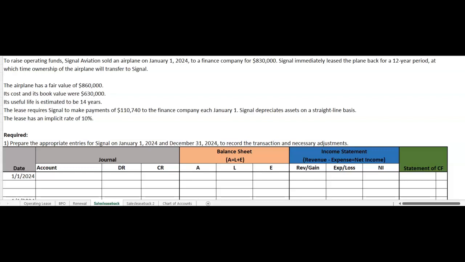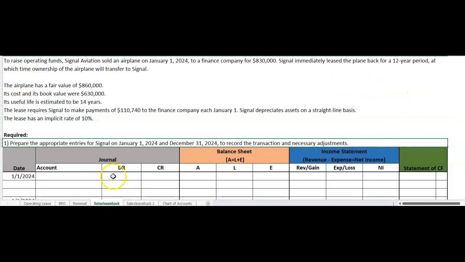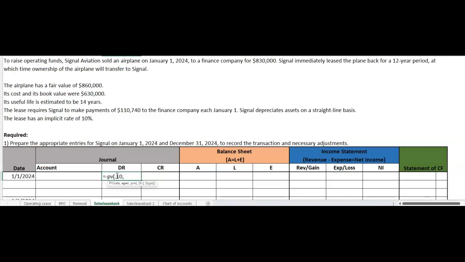All right, so what do we need to do in that instance? Well, one, if you were to bring the value back, the $110,740, if you found the PV of that, you would end up at $830,000. So really quickly, why don't we do that just to verify that we can get $830,000, and we'll just do it here in our spreadsheet. So if we go in and say equals our negative present value. So we got our rate. We know our rate is 10%. And then in this, the period is 12. So it's a 12-year lease. And it is an annual payment, I do believe.